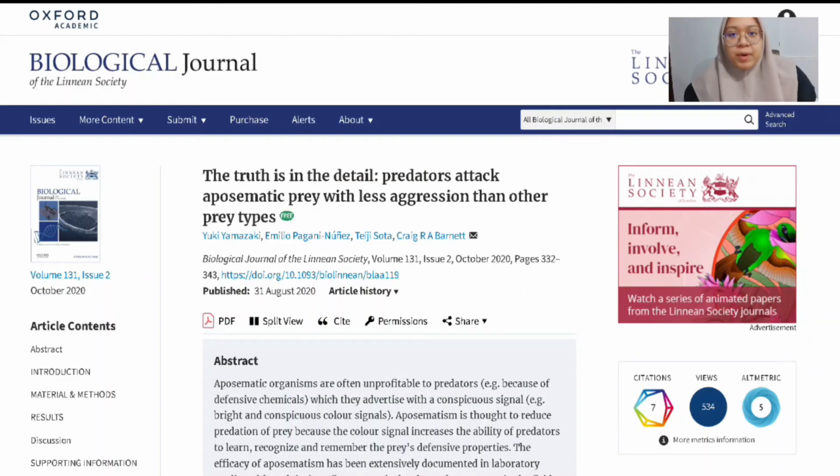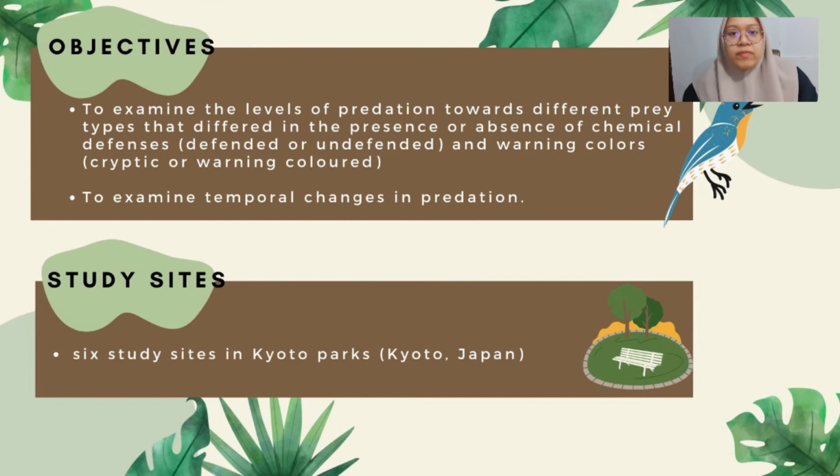For the research paper part, the experiment includes bird as the predator and mealworm as the prey. The objective of the experiment is to examine the levels of predation toward different prey types that differ in the presence or absence of chemical defense and warning coloration. Next, to examine temporal changes in predation. This experiment takes place at 6 study sites in Kyoto parks in Japan.